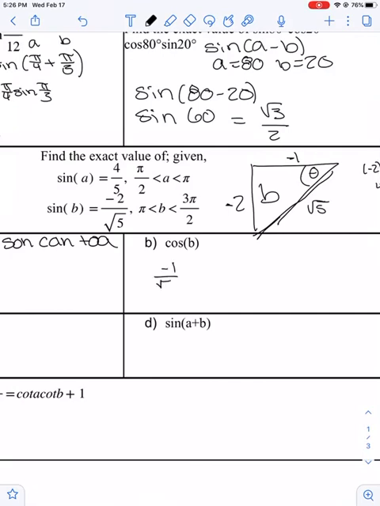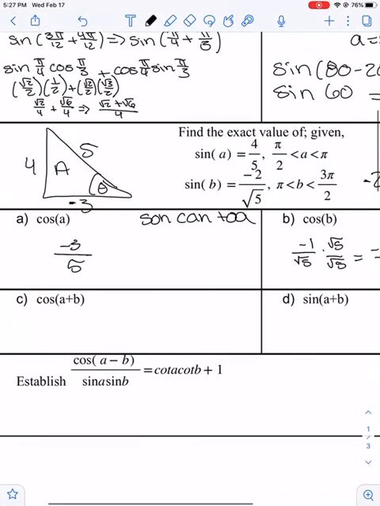Now we're finding the cosine of B, which would be negative 1 over square root 5. Again, can't have that radical in the denominator, so we're going to multiply the top and bottom by square root 5 and get that this equals negative root 5 over 5.